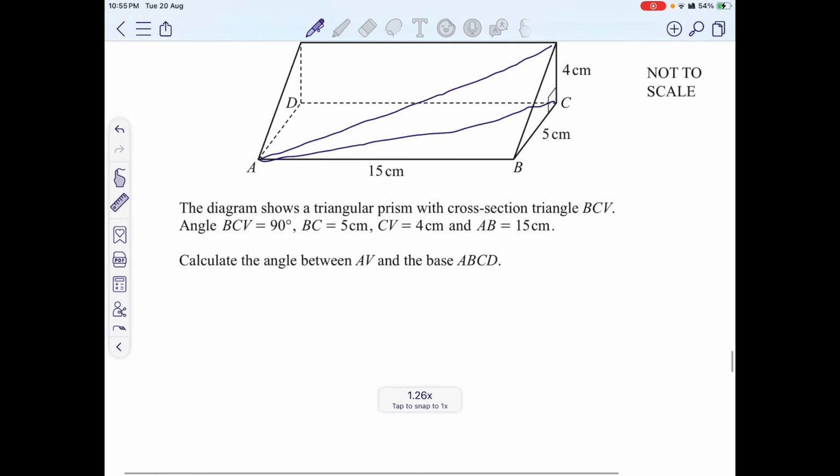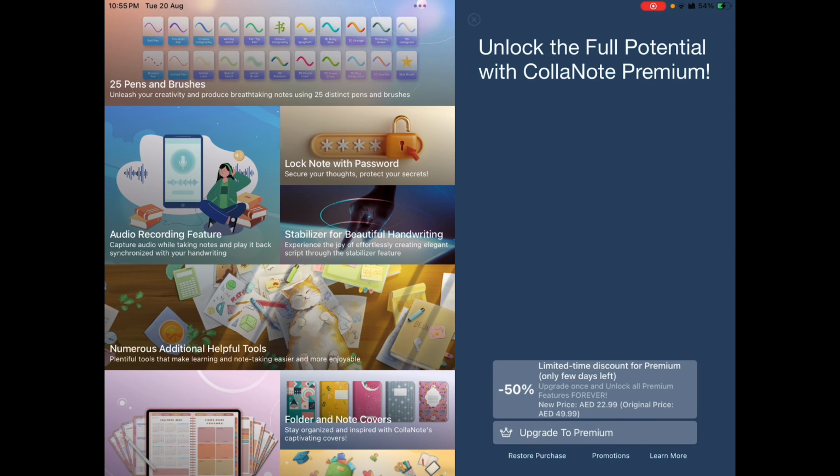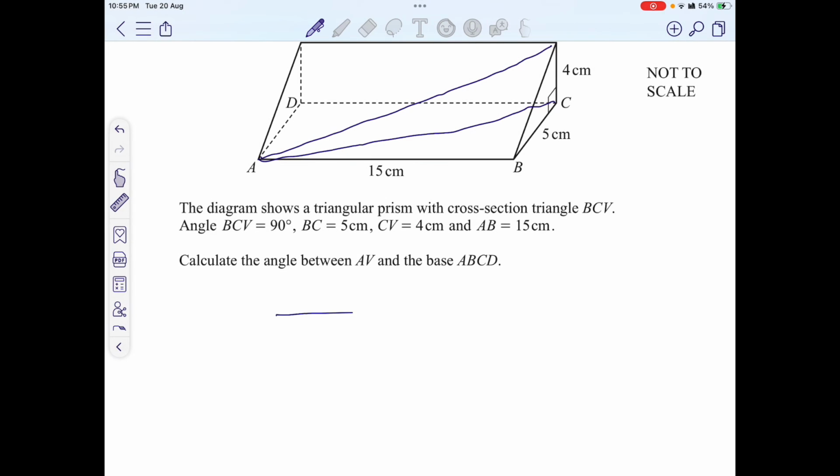This is pretty simple. So first of all, you're going to find the length of the hypotenuse, which is basically from A to C. Square root of 15 squared plus 5 squared, because that's Pythagoras theorem. 15 squared plus 5 squared, that gives you 5 root 10.